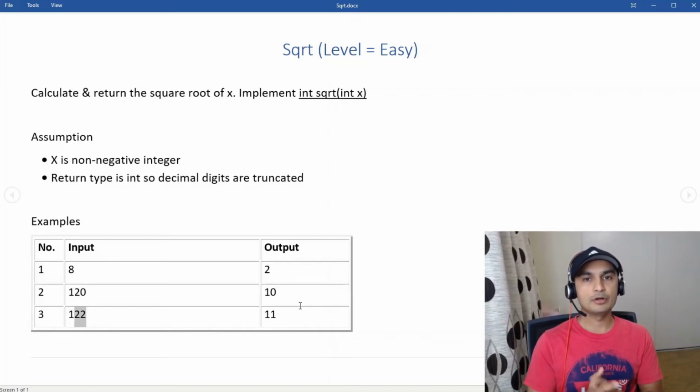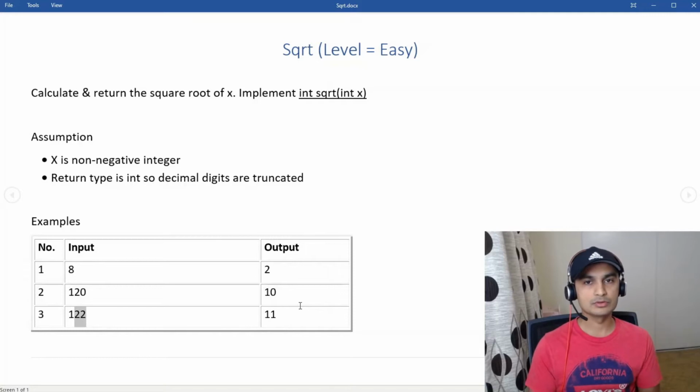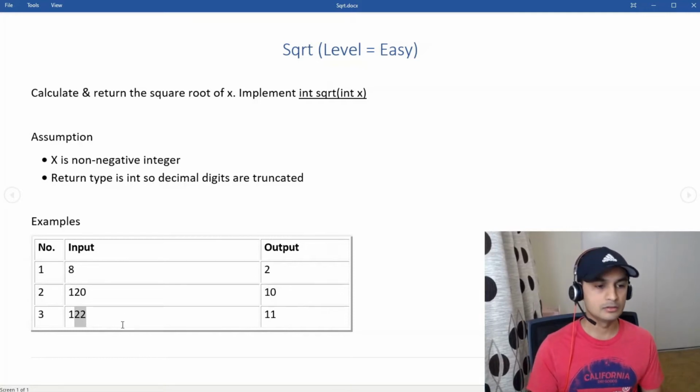So that's our problem. You guys know the drill. Let's go to the whiteboard, figure out the approach, and then come back and run the code.